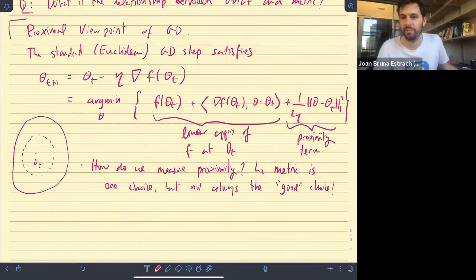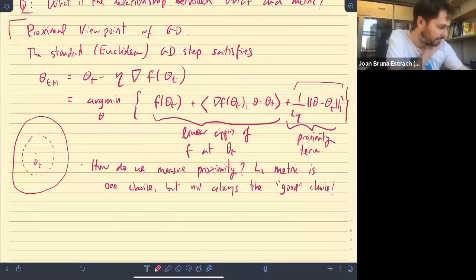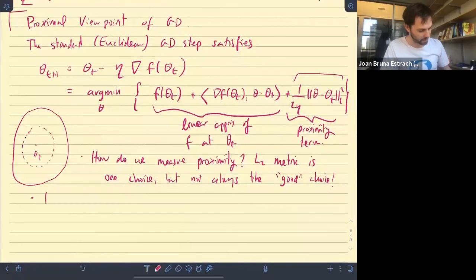In particular, when we are talking about gradient descent in the space of measures, measure spaces are not L2 spaces, right? So there's no canonical way to do gradient descent directly and apply it to the space of measures, just because this thing doesn't make sense. The L2 distance between two measures makes no sense, okay?